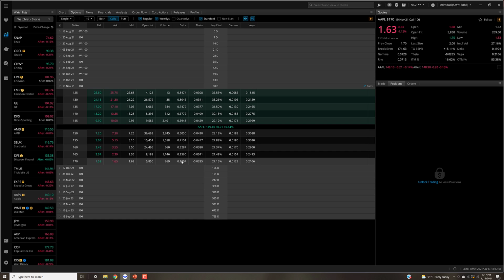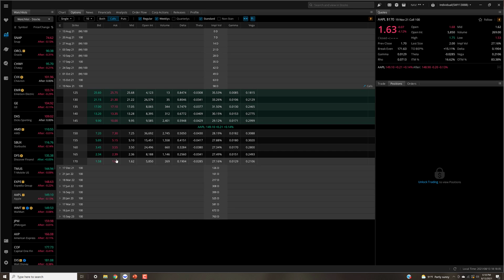Now the delta will increase as the stock increases, but it's not going to shoot up from 19 to 90. It might go from 19 to maybe 22, 23. So as the stock keeps going up, for every dollar you're making a little bit more.